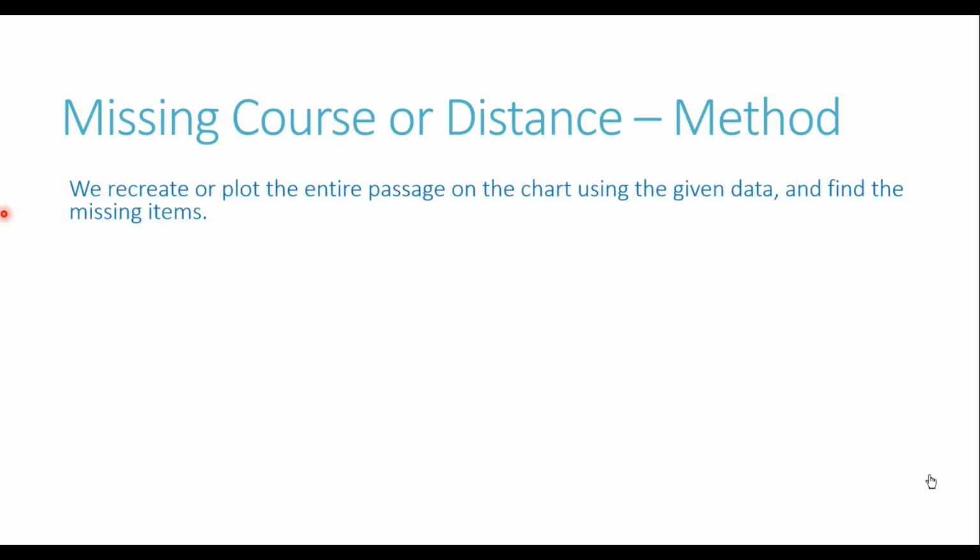Now let's go into what method we use. We have seen that we will be using the concept of vector addition here. So how do we use this vector addition concept in these kind of questions? We basically recreate or plot the entire passage on the chart using the given data in the question. Now, once you plot the entire passage on the chart, whatever data is given to you, you will be able to find out the missing items from the plot itself.